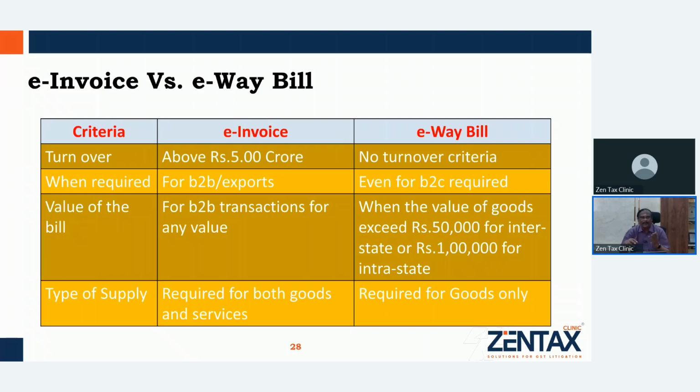The type of supply for e-invoice covers both goods and services. E-way bill is required for goods only. So this is one of the important differences between the e-way bill and the e-invoice.